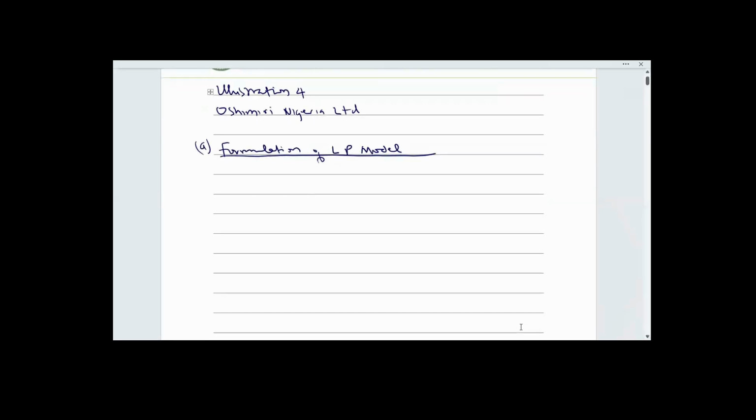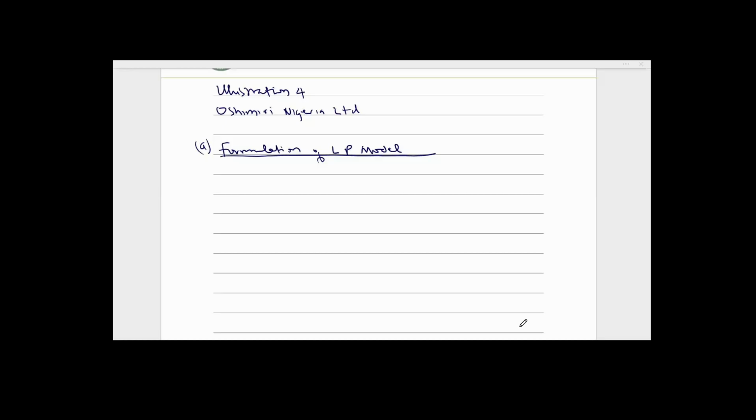Number A requirement: you have to formulate a linear programming model. Therefore, I would say formulation of linear programming model. I told you there are 4 procedures you are going to carry out whenever you want to formulate a linear programming model. The first step is to define your variables. For me to define my variables, in this question the examiner has told me that there are 2 products, grade A and grade B.